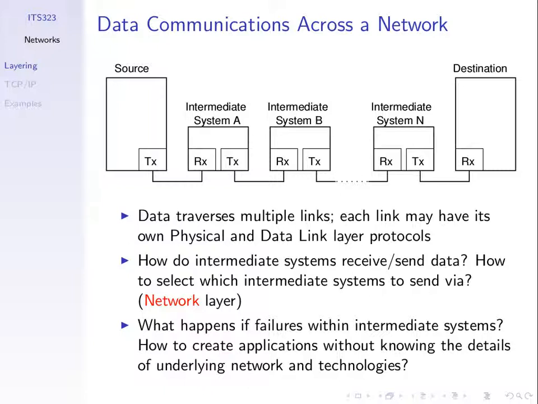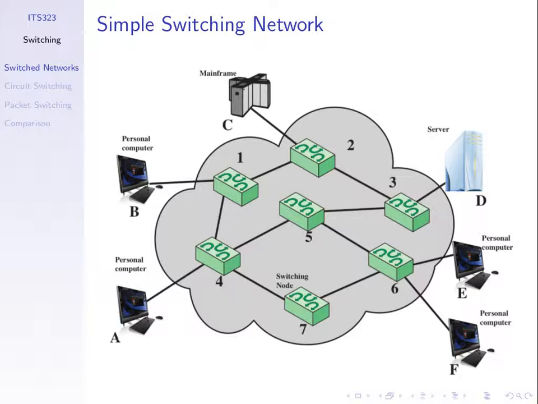How these intermediate systems behave when they receive data is one of them. How they send it on to the next one. How do they do that is one problem. We'll see that in the next topic. Another problem, which is a bit more obvious to you, but maybe not from this picture. Let me find a different picture. This is from the next topic, so you have it there, but this is a picture of a simple network. So there are some computing devices and some intermediate systems, these green boxes, and some links between them. A wants to send data to F. Where does it send it? A sends to where? A sends to 4 and then? Someone said 7. Why not 5? Why not 1?